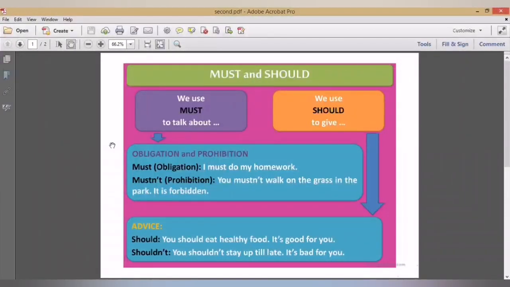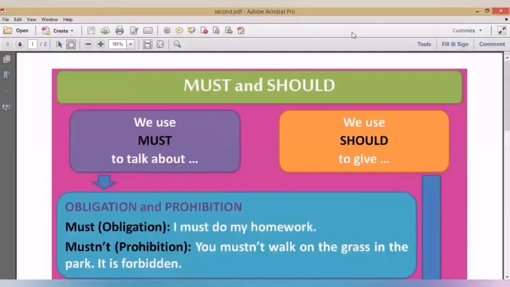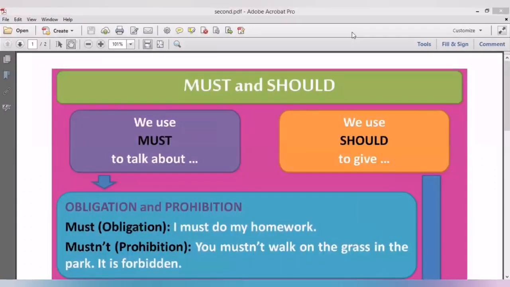So, must and should. It's clear, right? You can see what is written here. Okay. So, we use must to talk about what? Obligation and prohibition. What is meant by obligation? When you are obliged, for example, to do something. When I tell you that you are obliged to do something. What is meant by obligation?